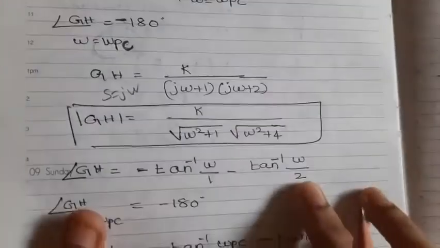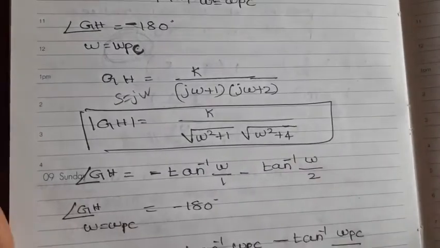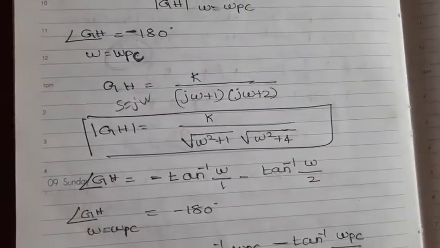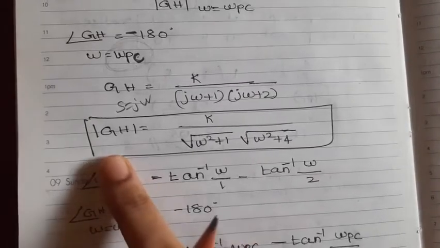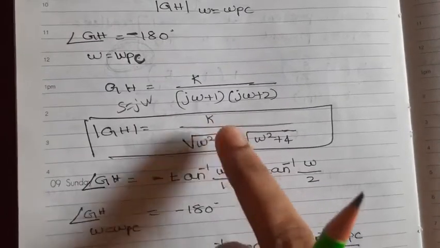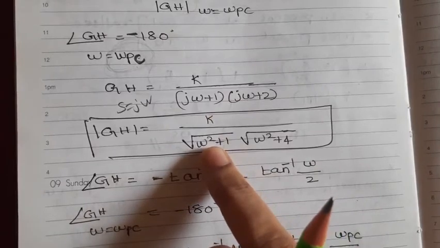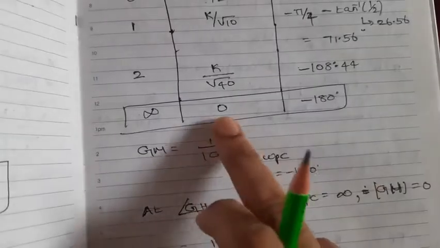We'll see one by one. So when it comes to minus 180 degrees, we will solve. Now we are going to substitute values from 0 to infinity, substituting random values. Now we will substitute infinity in the magnitude. When we substitute infinity, what will we get? Here it is K divided by omega, and in place of omega we substitute infinity. Anything divided by infinity is 0, so the magnitude value is obviously 0.